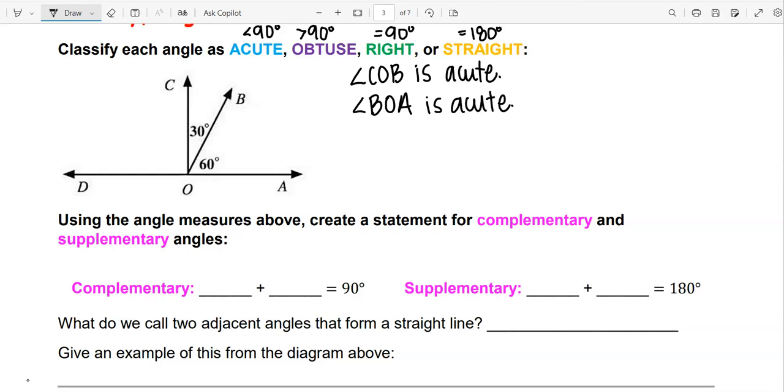All right. Hey, what does that make angle COA? It does make it right. It makes it 90 degrees. So angle COA is right. Cool. COD is what? Okay, why?